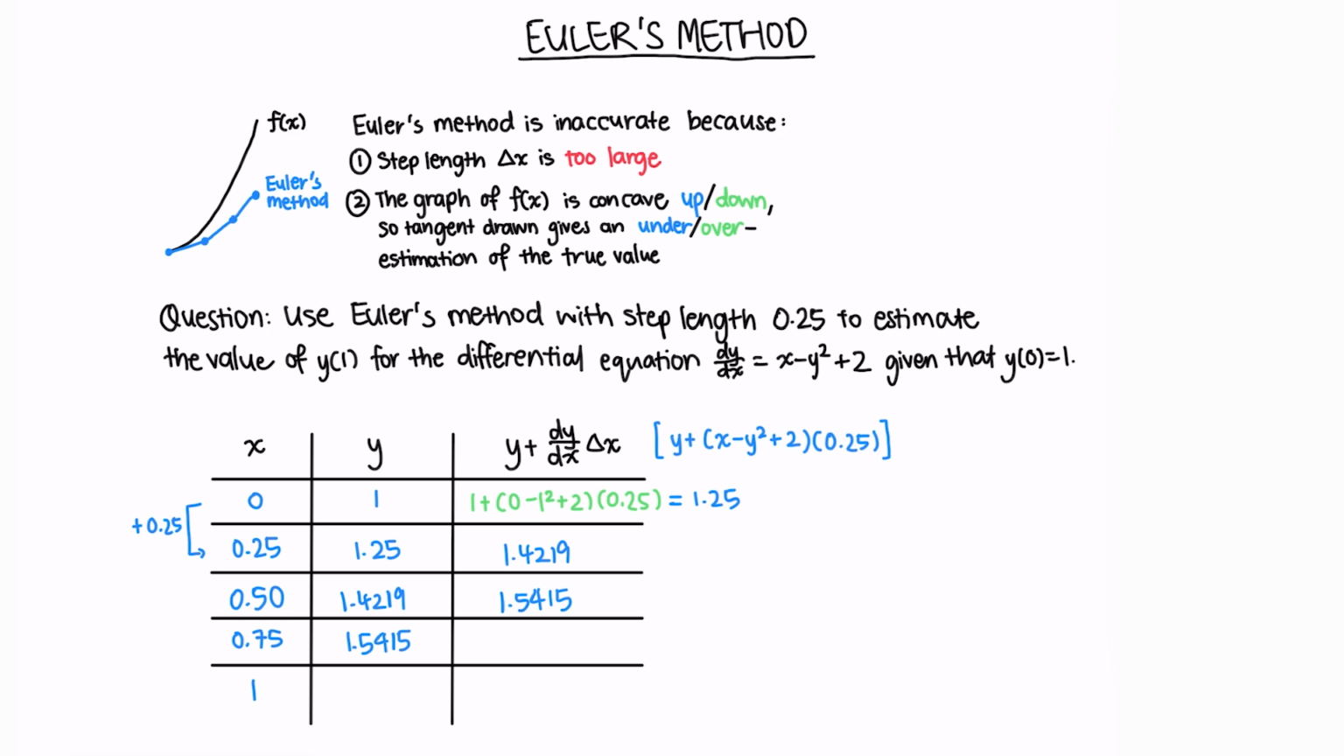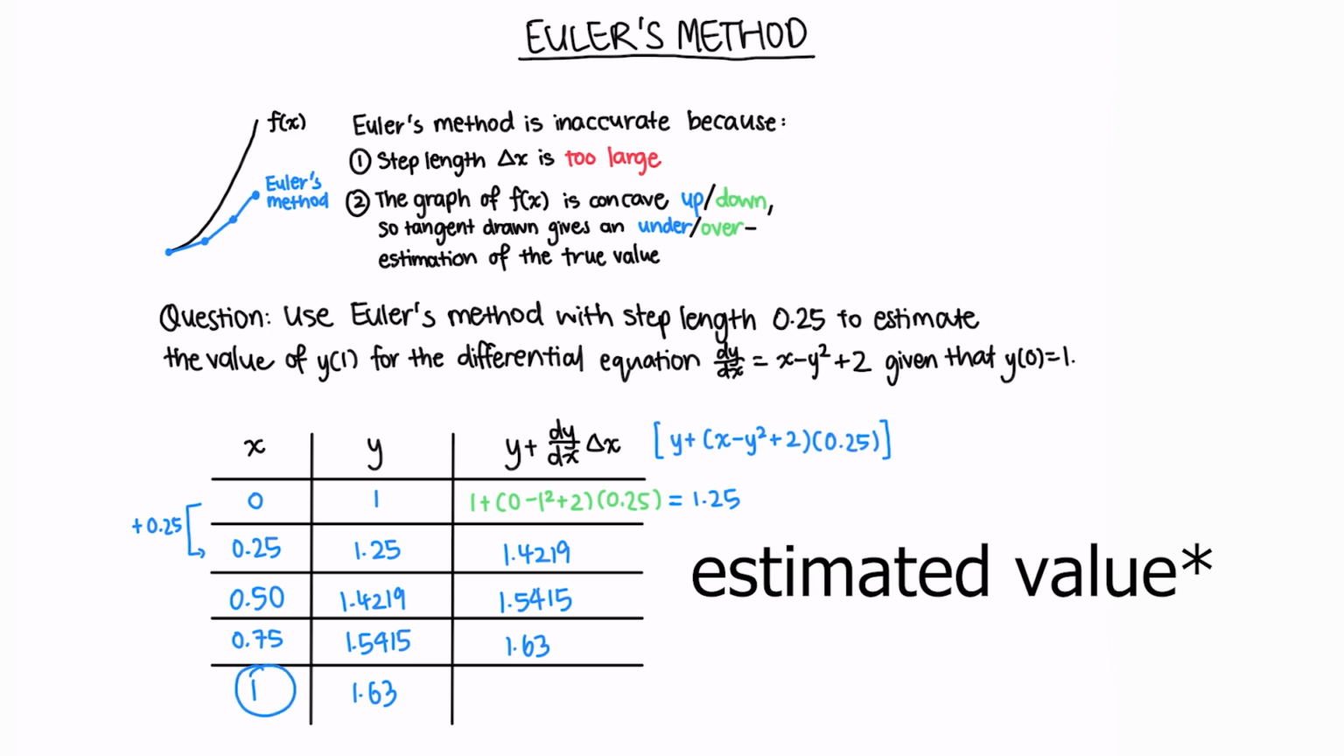If I substitute this again, I should get 1.63. And you can see over here, when x equals 1, y equals 1.63. So we have found our value of y1, 1.63.